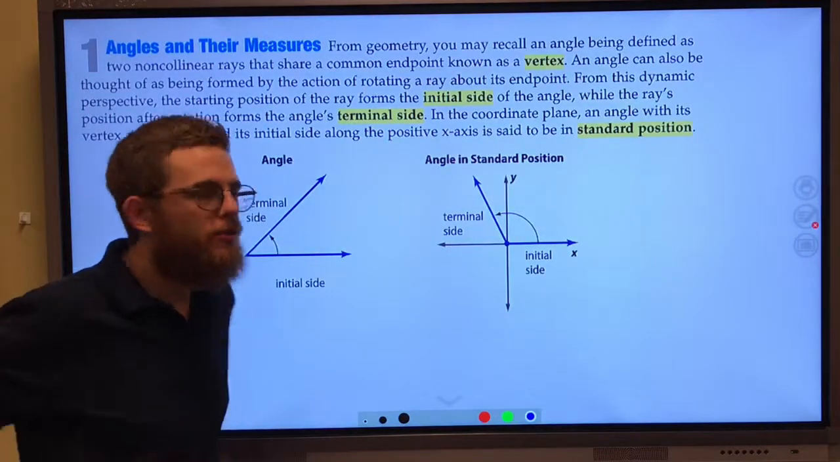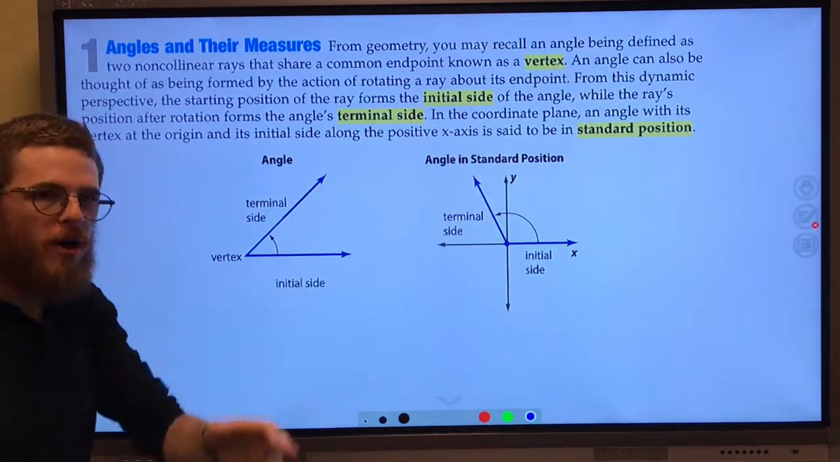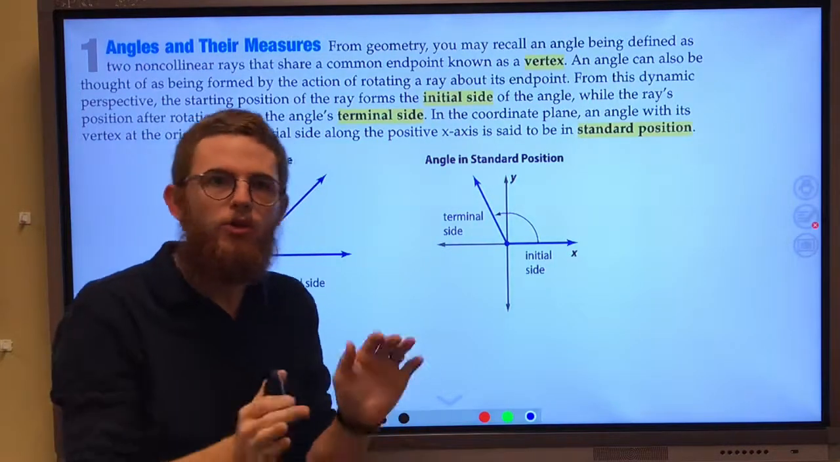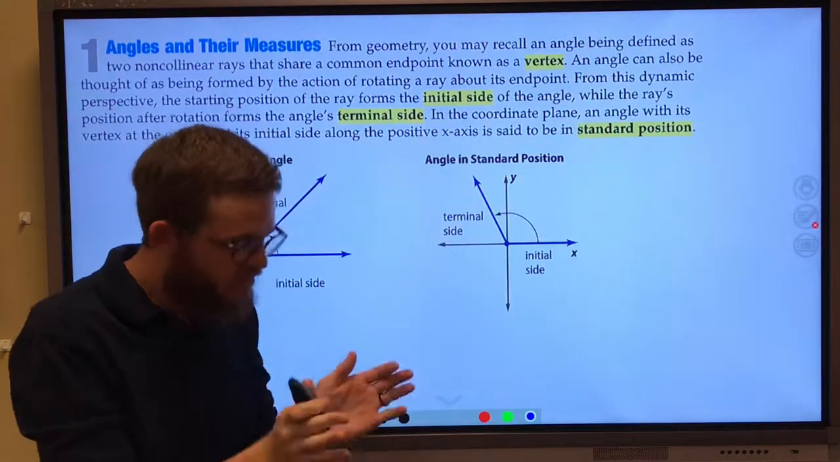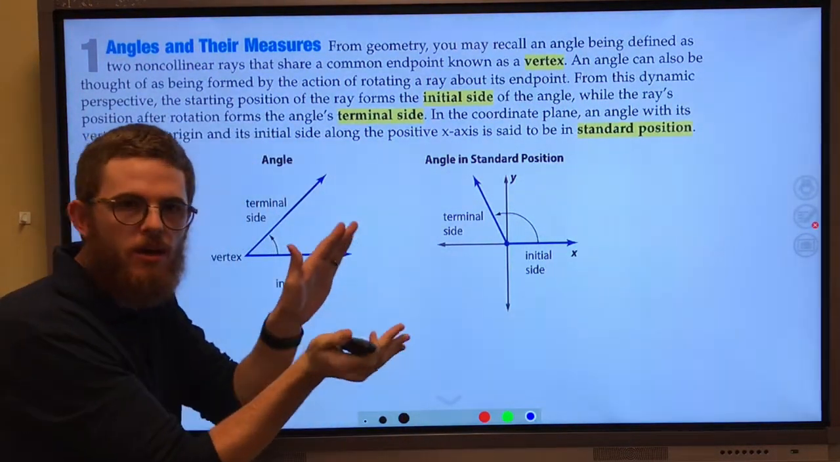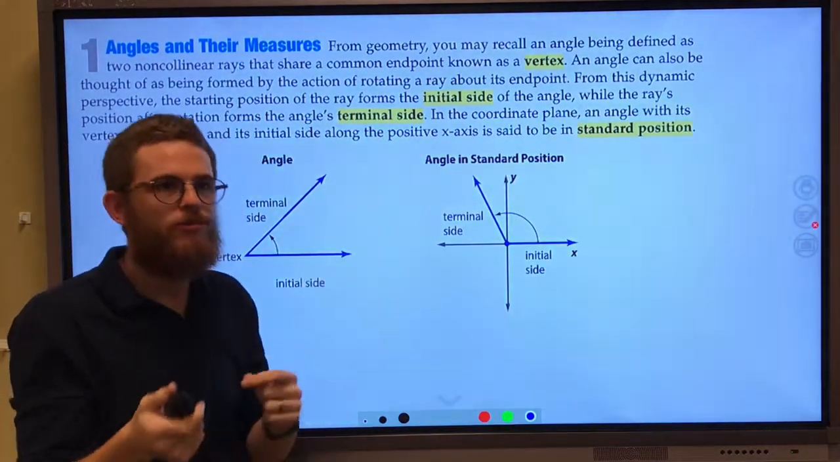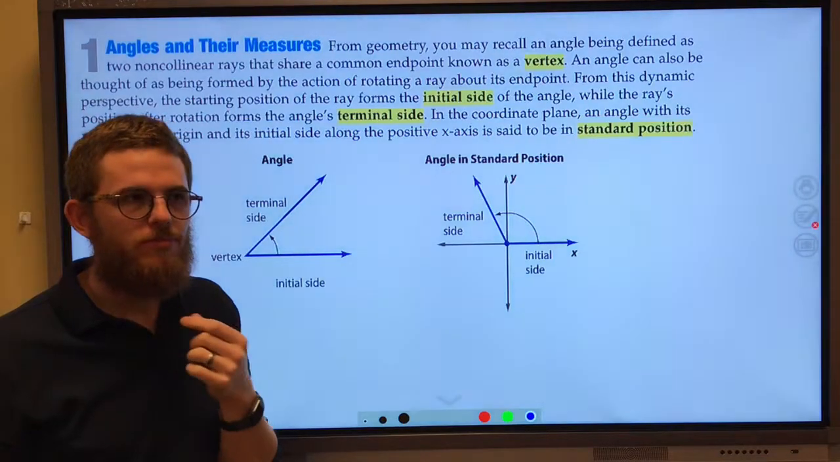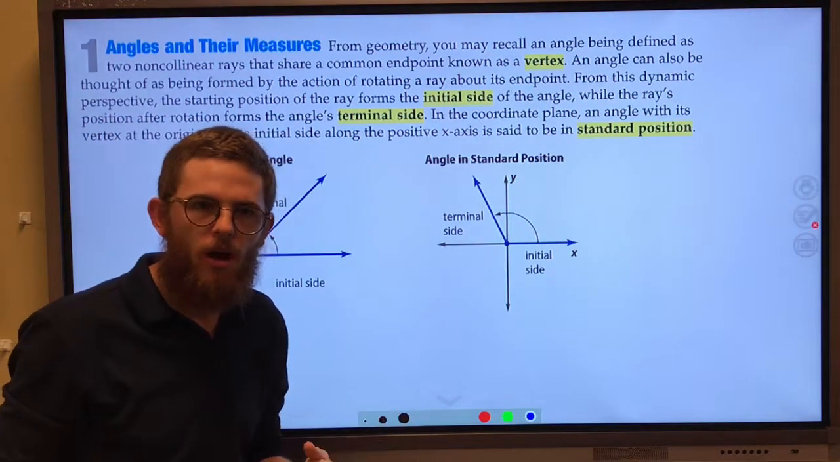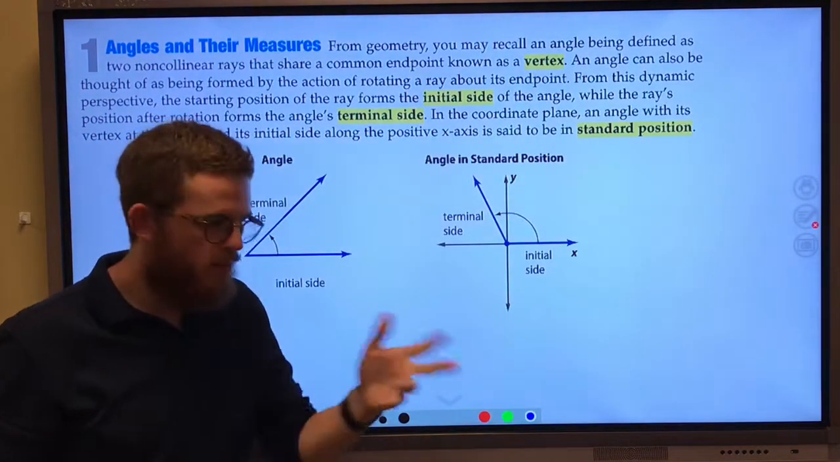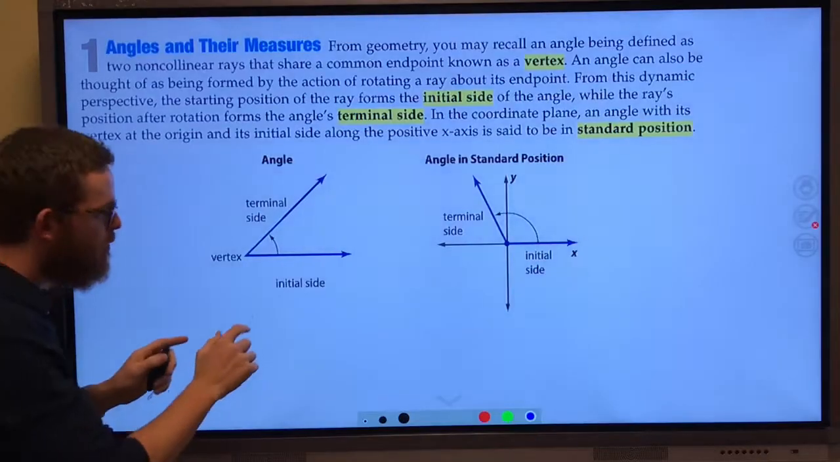All right, thinking about angles here, what we know about angles is that they're formed by two rays and they have a vertex. That vertex is the point where they meet. And we kind of need to start changing our thoughts on what an angle is.